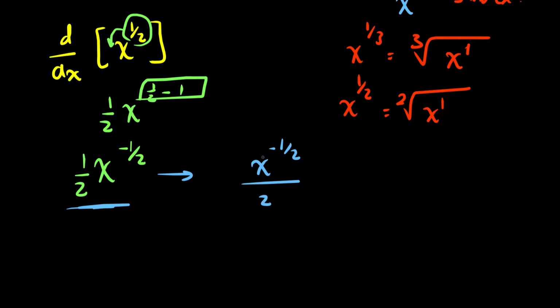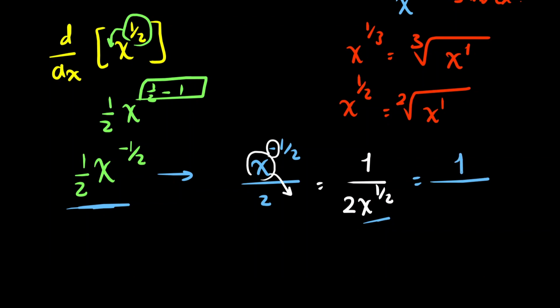And since you just have a negative power here in the numerator, we're just going to grab this x down to the denominator with its power. So it's going to be 1 divided by 2x to the power of half. And as we said earlier, x to the power of half equals the square root of x. So it's 1 divided by 2 multiplied by the square root of x. So this is the final answer.